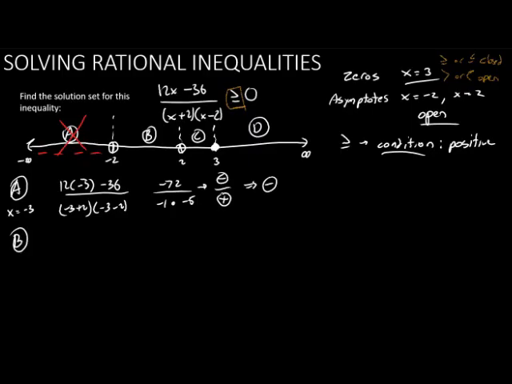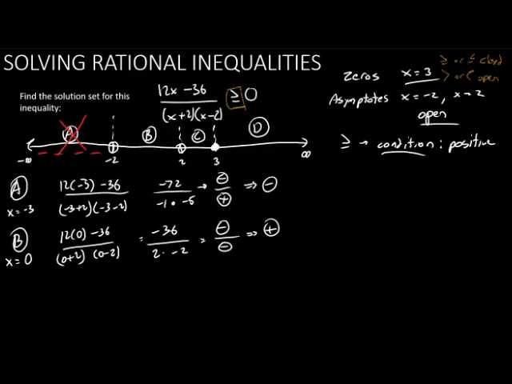Next, we move to region B and select an x between negative 2 and positive 2. Let's use 0, because the math is fairly simple for that. We'll have 12 times 0 minus 36 over 0 plus 2 times 0 minus 2. Since 12 times 0 is 0, we'll just have negative 36 on top, and on the bottom we'll have 2 times negative 2. So on top we have a negative, and on the bottom, if we take 2 times negative 2, we get another negative. A negative divided by a negative returns a positive answer. Since region B is positive, it will be part of our final answer.